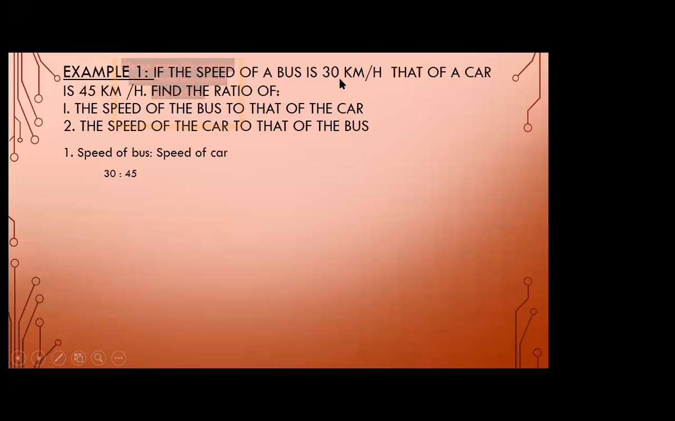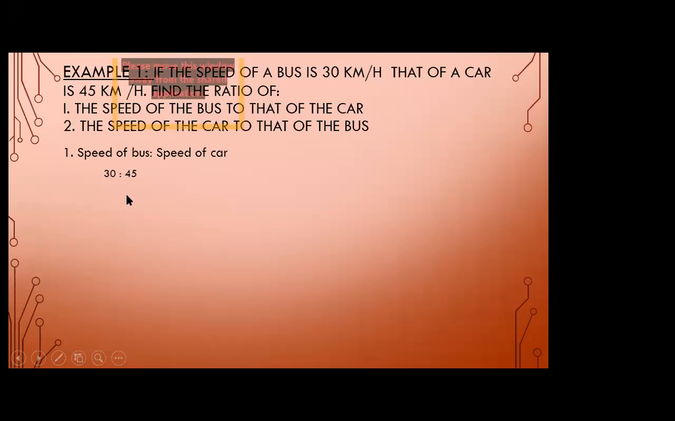Now what is the speed of the bus? That is 30 kilometer per hour. So I have written 30. Okay, then colons, that means ratio. Then we have to write the speed of the car. Speed of the car is 45. In the question it is mentioned that first we have to write the speed of the bus and then the speed of the car. Look at question number 1. First we have to write the speed of the bus, then speed of the car. So here I have written 30 colons 45.